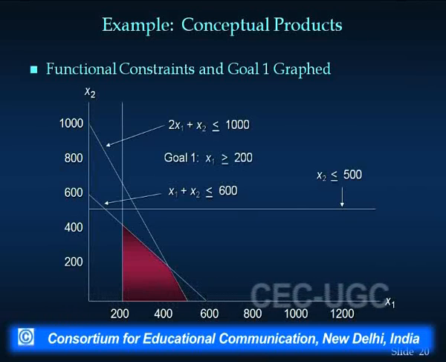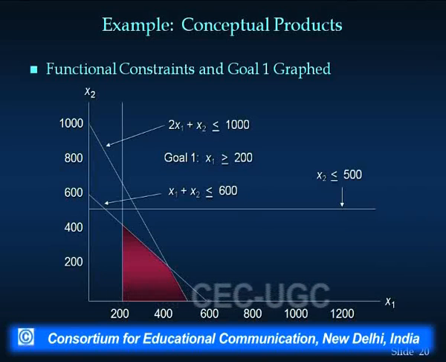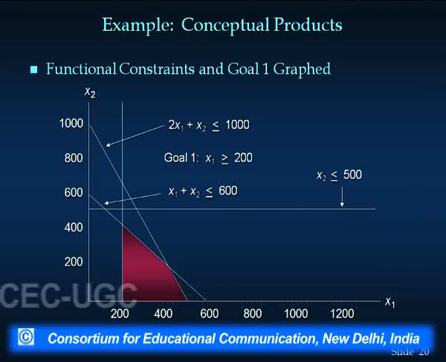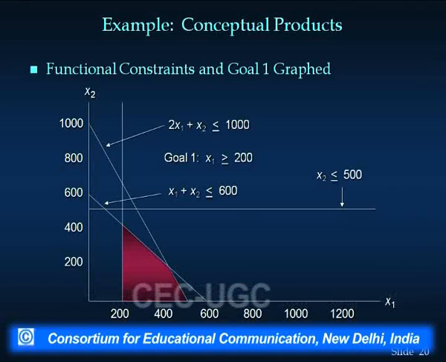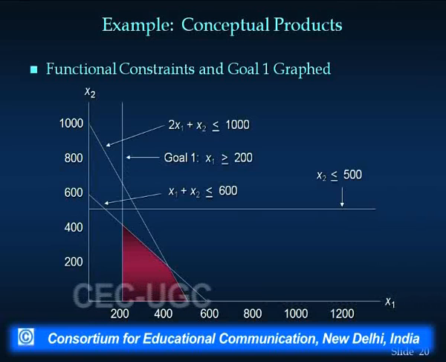Goal 1 has been added, x1 greater than 200. So this is the feasible region which is marked by red. Here we have added so far 3 functional constraints and 1 goal constraint, and we now have a feasible region. And now we will go to the second priority, second goal, we will mark it here.